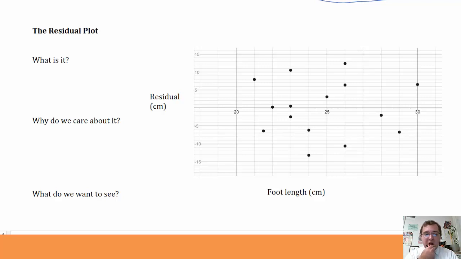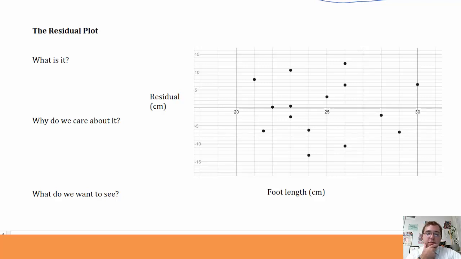Why do we care about it? Because it helps us to determine whether or not a linear model is appropriate for our data. So it could be that our data is best represented by something other than a linear model, a quadratic model, an exponential model, something like that. A residual plot helps us to determine that. So what do we want to see on the residual plot in order to affirm for ourselves that a linear model is appropriate?